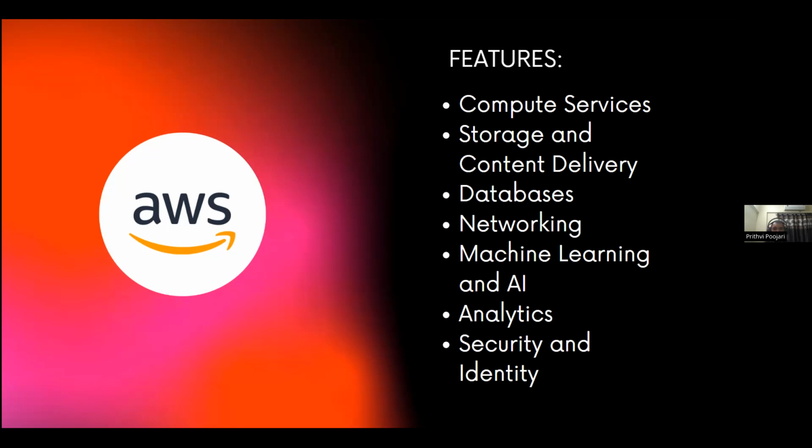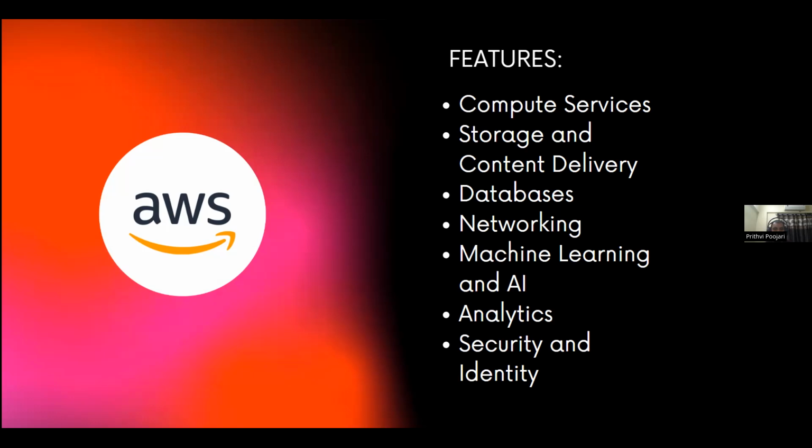For databases, it does provide different sorts of databases such as Amazon RDS. Now RDS stands for relational databases. Then we have DynamoDB, which is for NoSQL databases, and Amazon Redshift for data warehousing. These services are simply basic database administration tools.